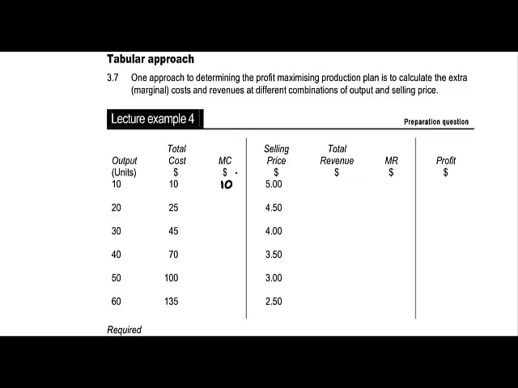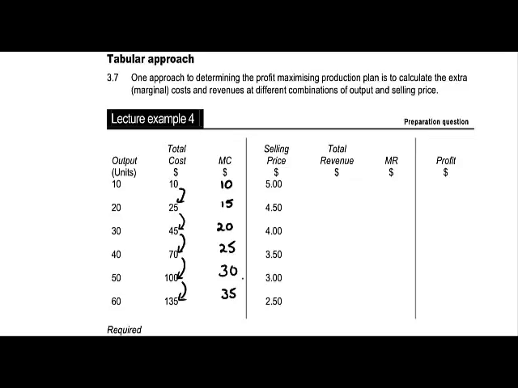So it goes up to a total cost of 10. When we go from output of 10 to 20 units, our total cost there increases by 15. So that's our marginal cost. Again, another 10 units, it goes up by 20. From 45 to 70, it goes up by 25. From 70 to 100, it goes up by 30. And finally, it goes up by 35.